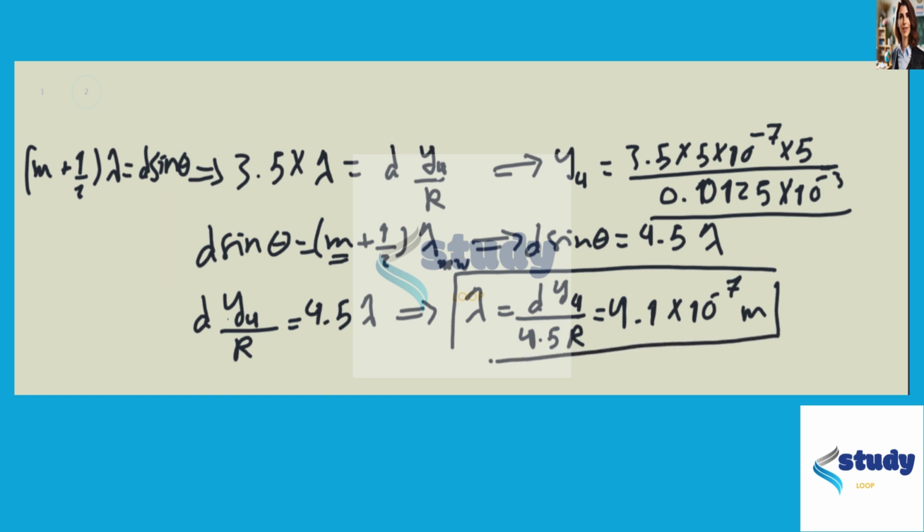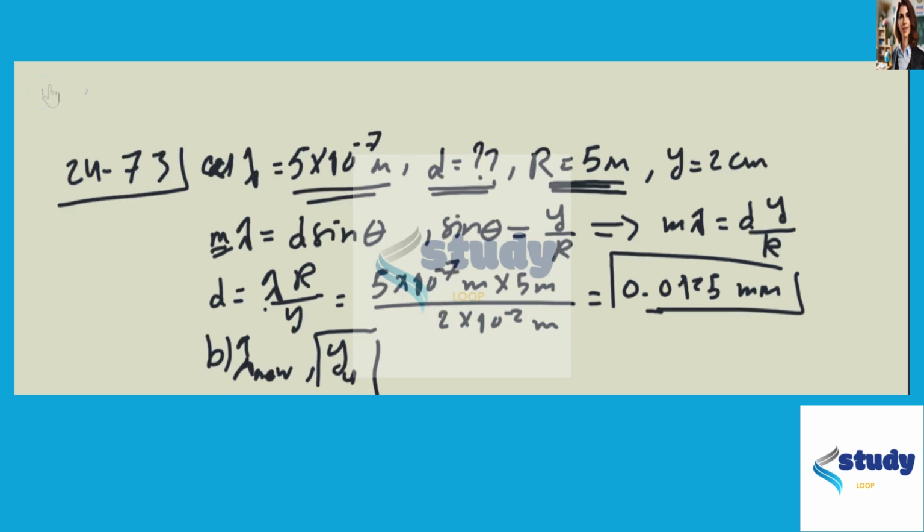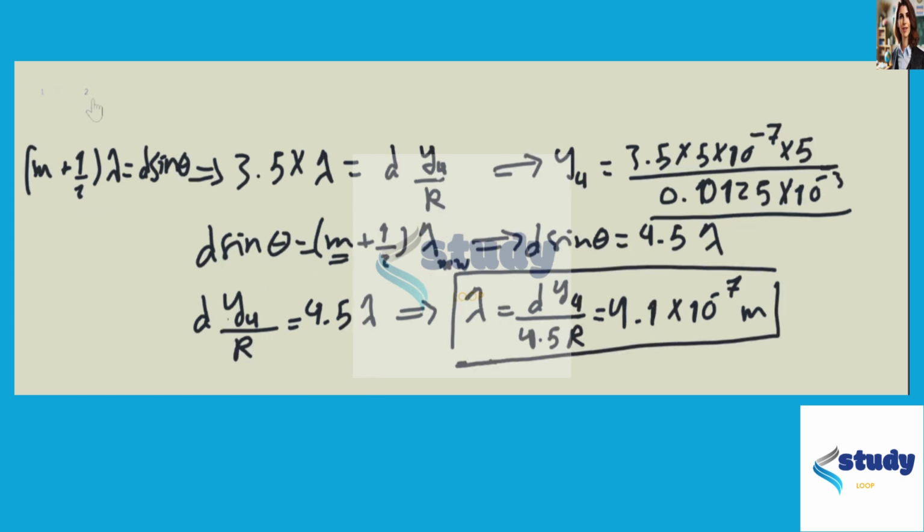So it was a little bit long solution, but it's actually very simple. All you have to do is just keep track of the conditions for bright fringes and dark fringes. Bright fringes should be integral multiple of lambda, and for dark fringes it should be an integral plus a half multiple of lambda. Then you substitute for sine theta to be y over r, which is the position of the minima, and then you just rearrange the equations and solve for the new wavelength, which is 4.1 times 10 power minus 7 meters.